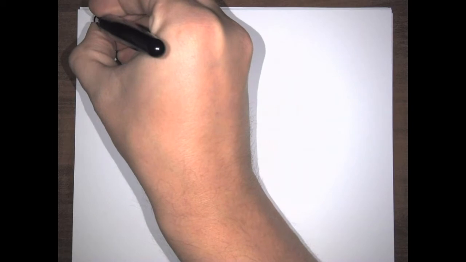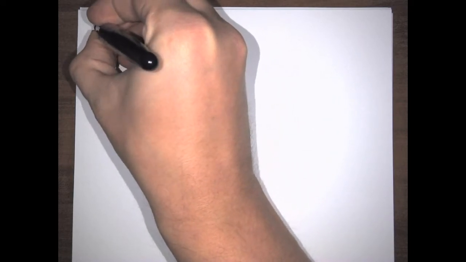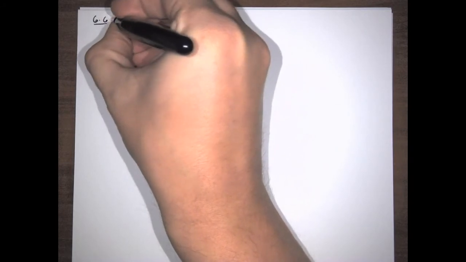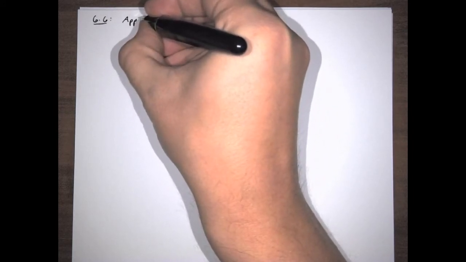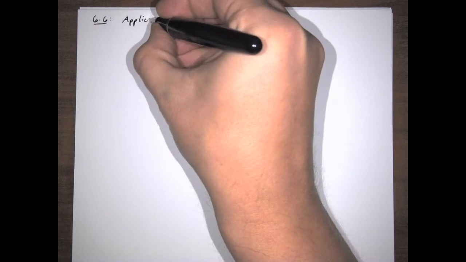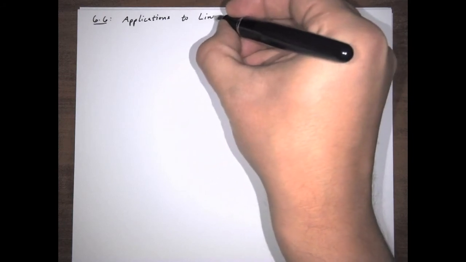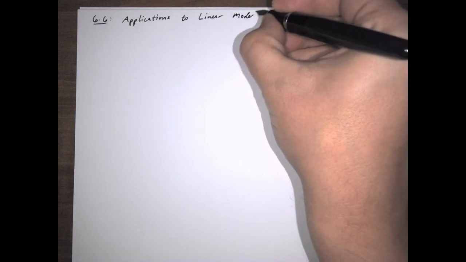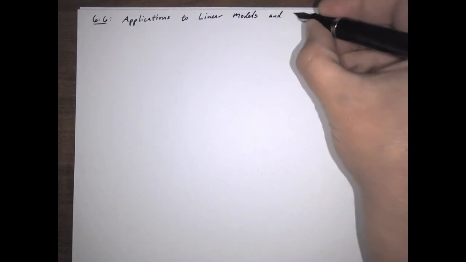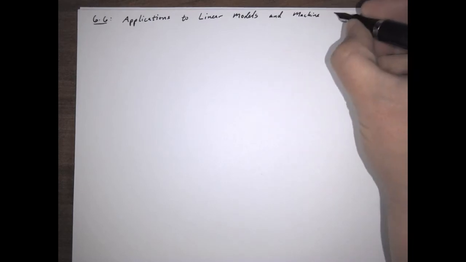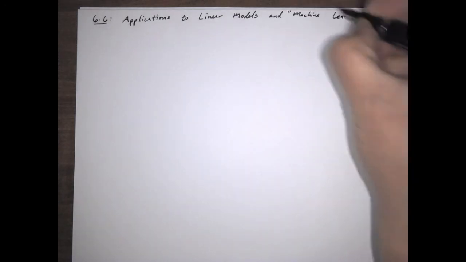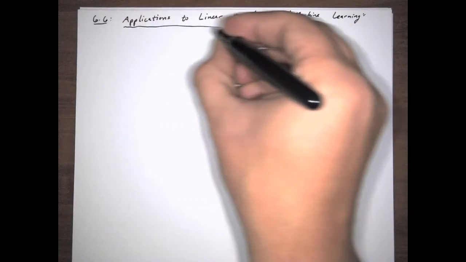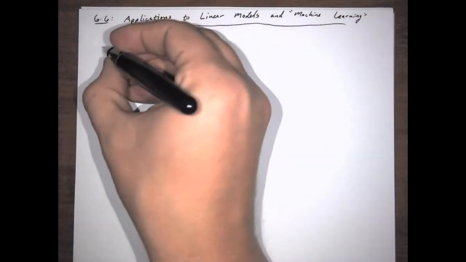So today, the last section that we will be considering in this course is section 6.6, in which we will be looking at applications to linear models, and for some reason your book also calls this machine learning, which is, I think, a bit of a stretch, but put quotes on it.